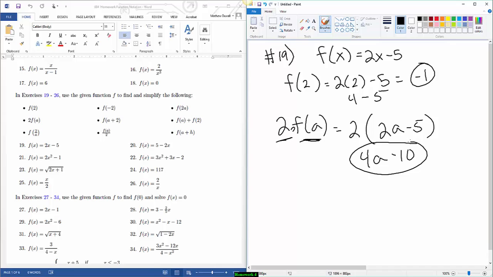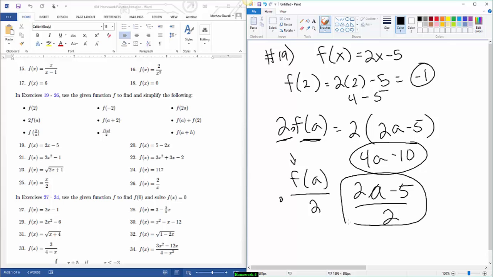When it says f of a divided by 2. Okay, on that one, I take my function f, plug in a, and divide everything by 2. So I get 2a minus 5 over 2. And nothing reduces, so you can just leave it like that. That's fine.